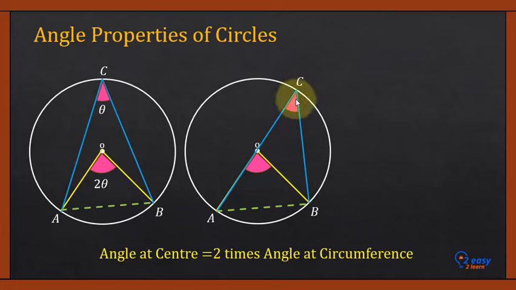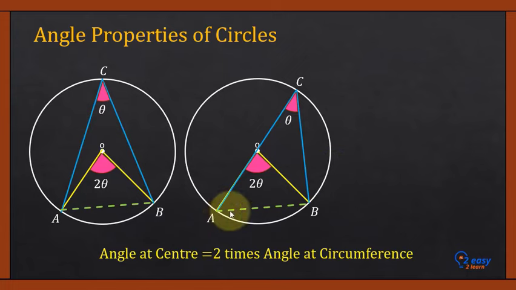Now if this angle at C is theta degrees, then the angle at the center will be 2 times the angle at the circumference. So the angle at center is equal to 2 times the angle at circumference. My dear students, here we will observe one important thing. The angle at center is formed by the minor arc AB. This is the minor arc AB. This minor arc AB is making the angle at the center, but the angle at the circumference is on the major arc ACB. So there is a relationship.